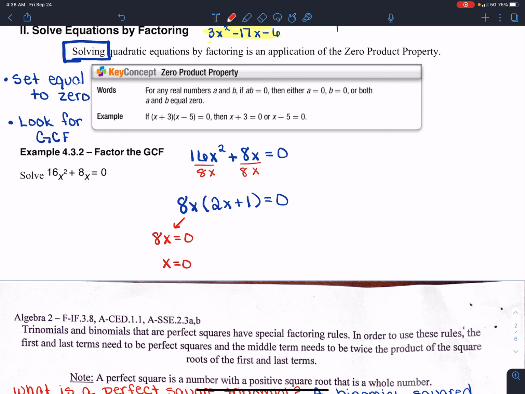Okay, so if I had 8x and I set it equal to 0, solve for x, dividing both sides by 8, we get x equals 0. Okay. Well, if 8x isn't 0, maybe our binomial is 0. So then we have 2x plus 1 equals 0, which gives us x equals negative 1/2. Okay, so there are our two solutions when we're factoring. x equals 0 or x equals negative 1/2. All right. So let's go on to the third page.